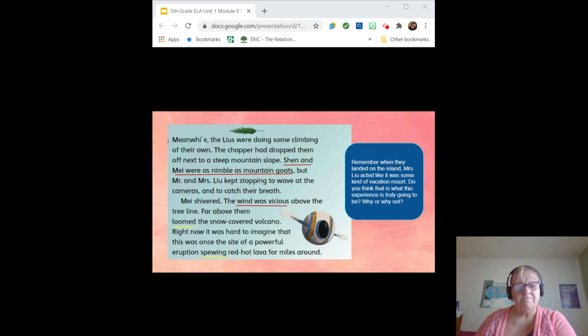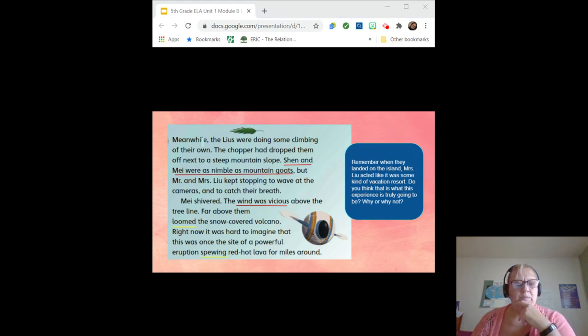What was it? That's right. Shen and May were as nimble as mountain goats. What kind of figurative language is this, and how do you know? That's right. It's a simile because it's comparing Shen and May to the nimbleness of mountain goats. But how did you know it was a simile? That's right. It used the word as. When I read that, I think of the little rhyme, Jack be nimble, Jack be quick, Jack jumped over the candlestick. What do you think nimble means?